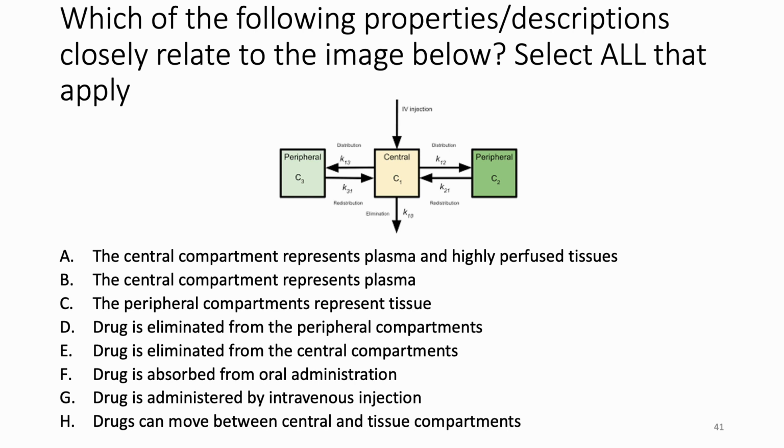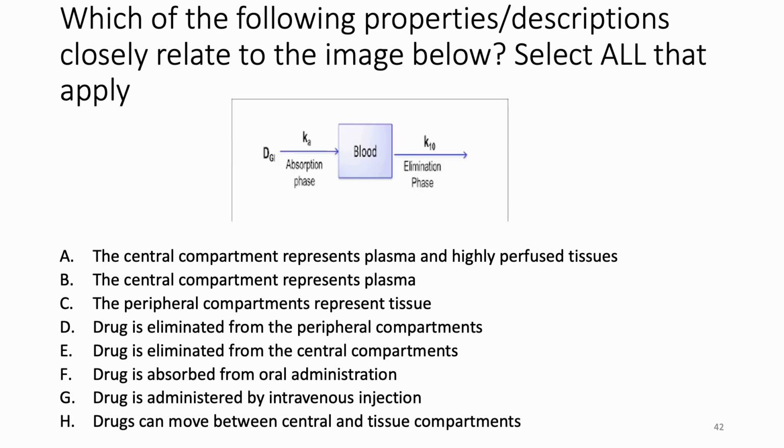F. Drug is absorbed from oral administration. G. Drug is administered by intravenous injection. H. Drugs can move between central and tissue compartments. You have 30 seconds to answer this question. To answer correctly on this question, make sure you come back to review the compartments description for different kinds of compartments and properties.